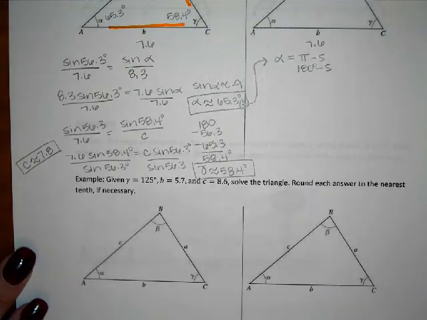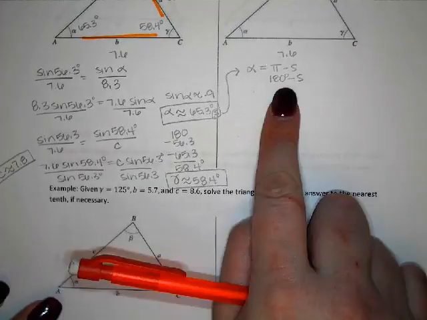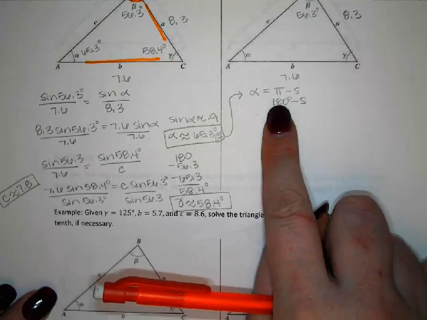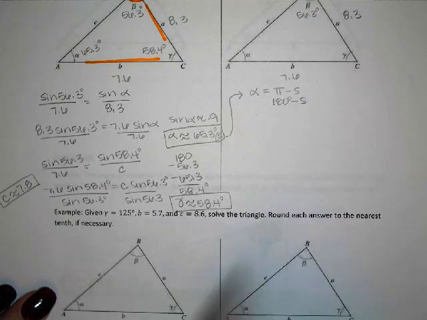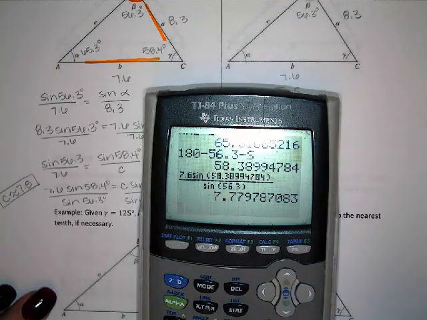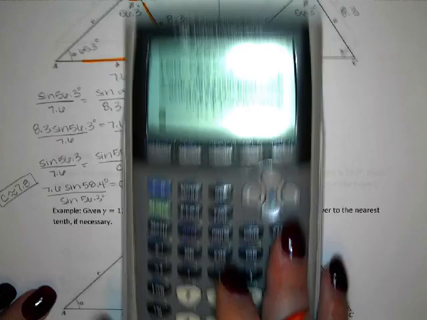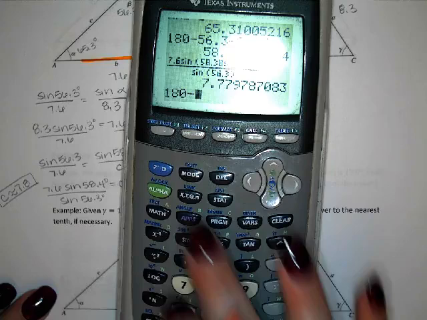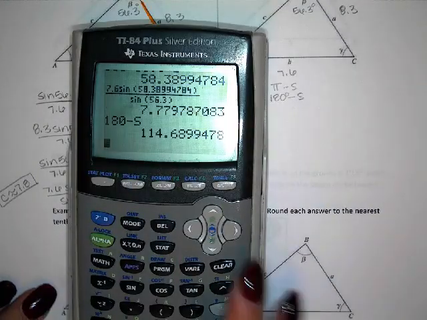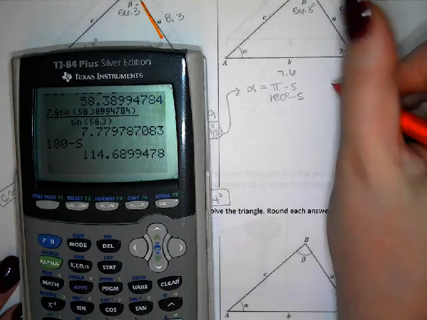In the second triangle for alpha, I was going to do 180 minus S, and this is why we stored S, because at this point we've done a bunch of calculations and I want to be able to go back and get that S value again. So I'm going to do 180 minus S. And so my new alpha for this triangle is 114.7 degrees.